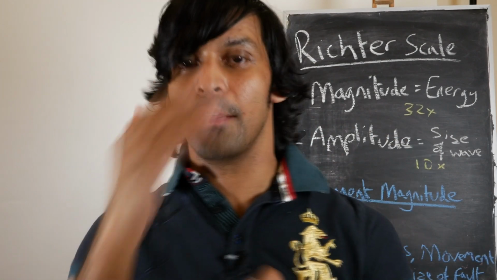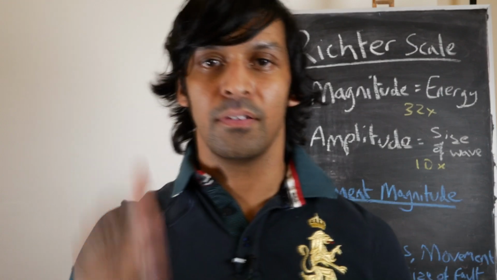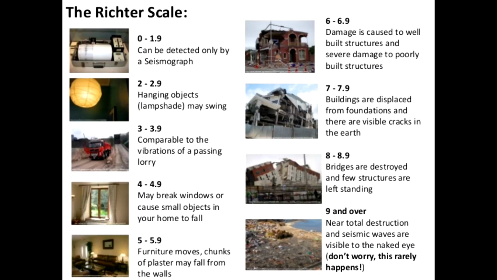However, the energy becomes 32 times bigger going from 4 to 5, 5 to 6. So there's a lot more damage. Every time you go up in the scale, you get a lot more damage happening. And if you have a look at this graphic, you can see exactly what happens in each of these. Feel free to pause the video if you like. When you get up to Richter scale 9 and over, that's basically total destruction of absolutely everything. You don't really want to be there.